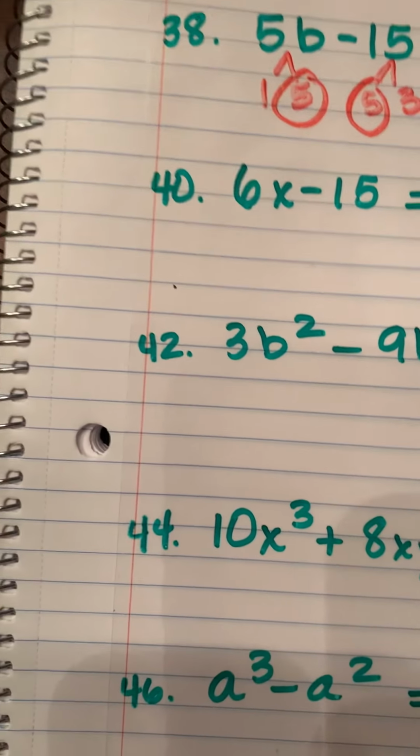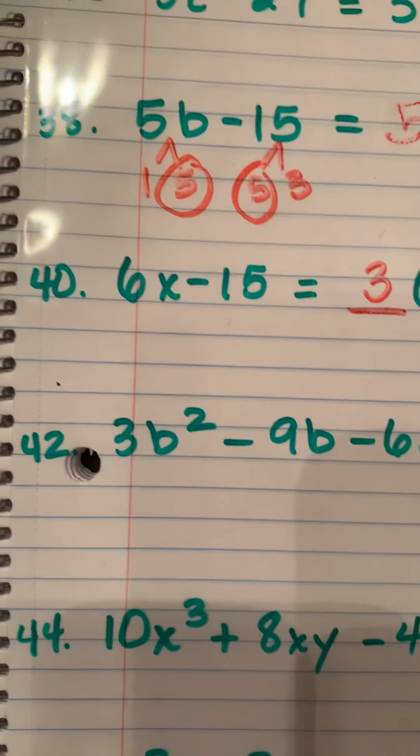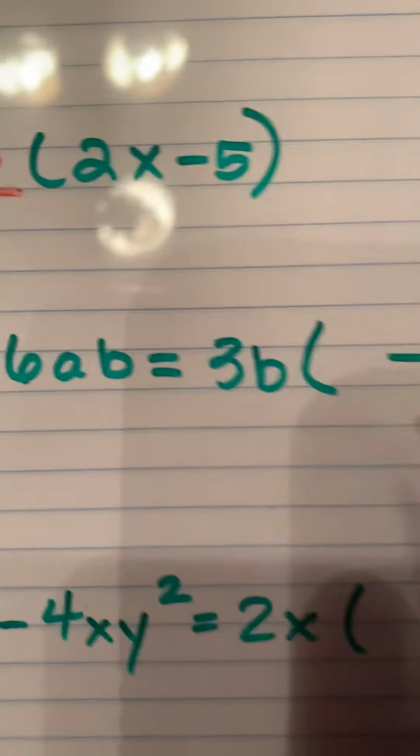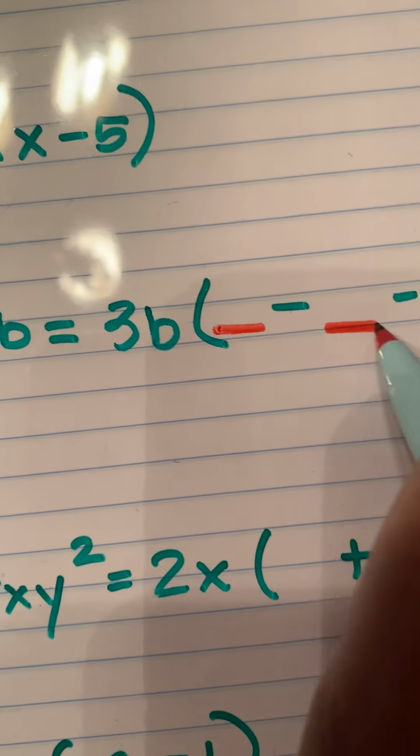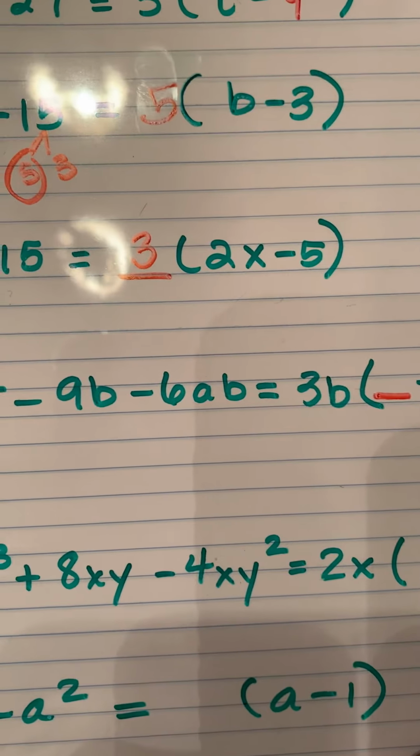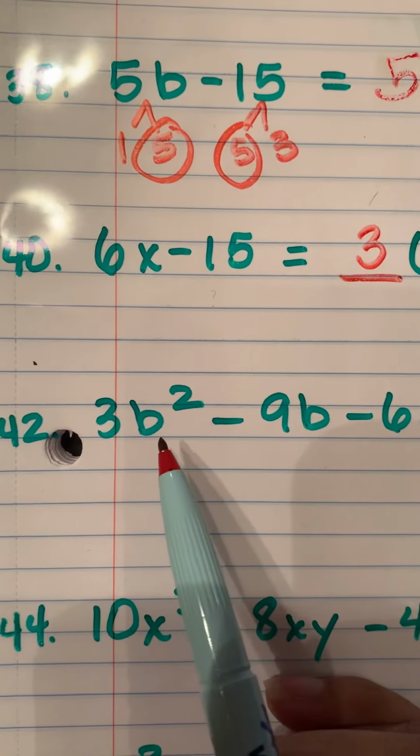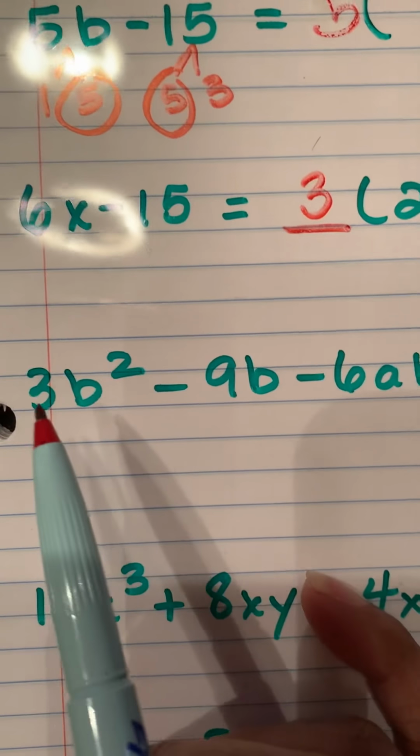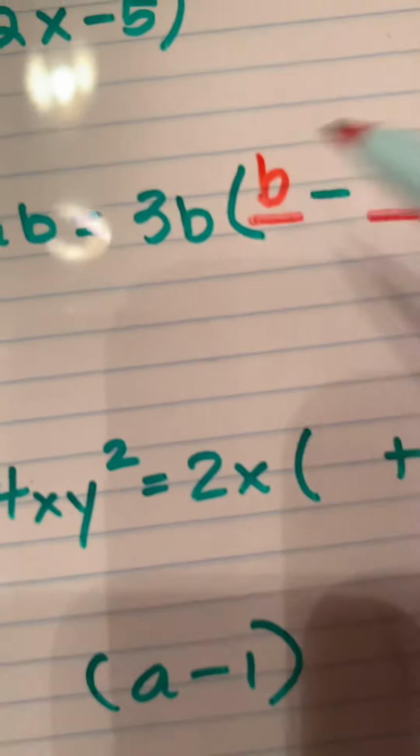All right, next I have number 42. Let me scoot this over to make sure you can see it well. I have 3b squared minus 9b minus 6ab. So in the book, it gave me 3b on the outside, and I need to fill in these 2 blanks. If I have 3b on the outside, how can I get 3b to the second power? What am I missing? I have 3b, but I need 3b to the second power. You're missing b. Very good.